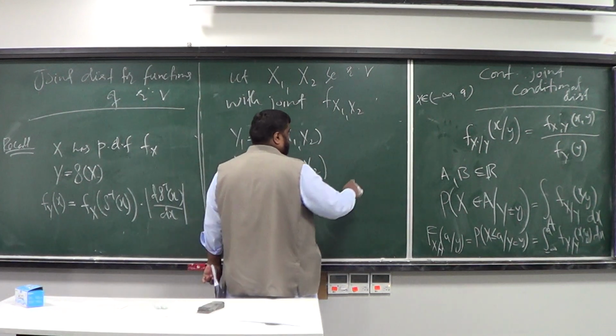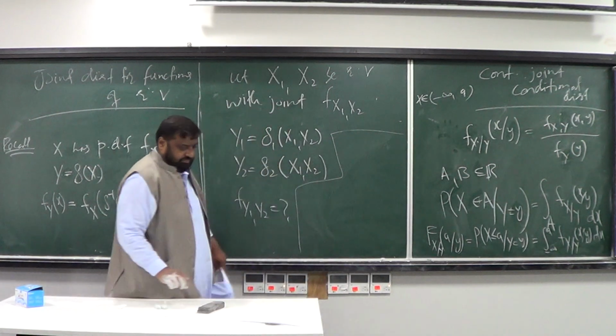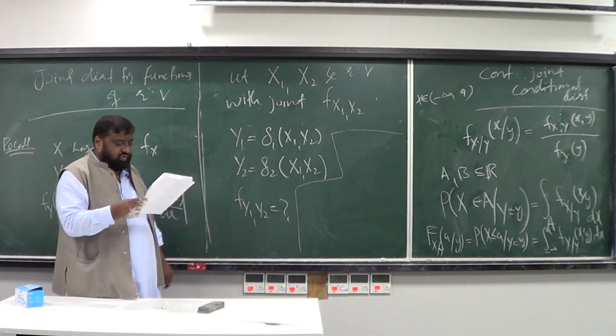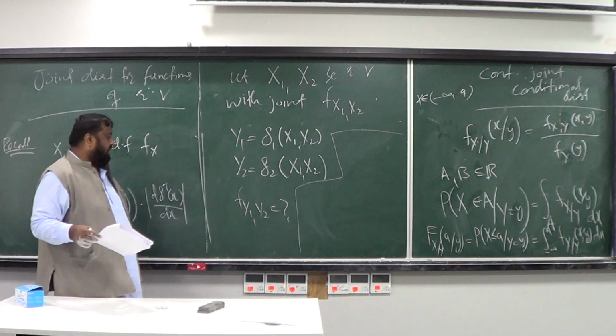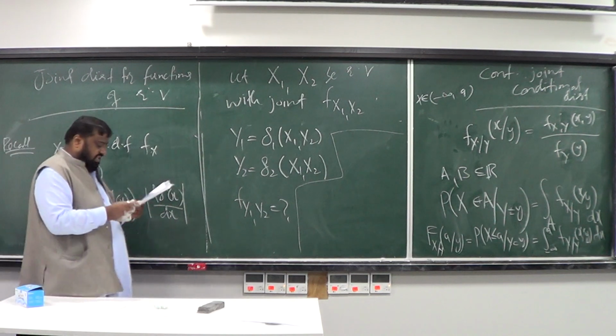Now, here are some assumptions on g. The g1 and g2 should follow these conditions. For example, in one dimension, what was the crucial assumption? When g is invertible, then you can compute the PDF of Y. The same should be the case here, that you should be able to invert it. Okay?